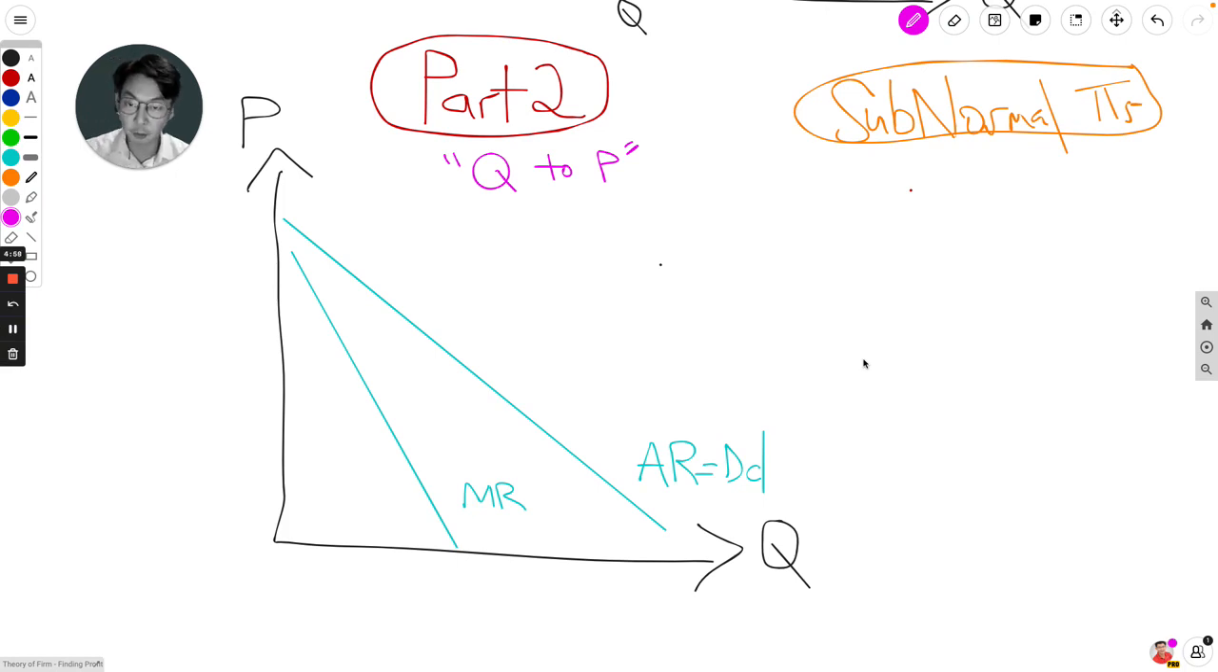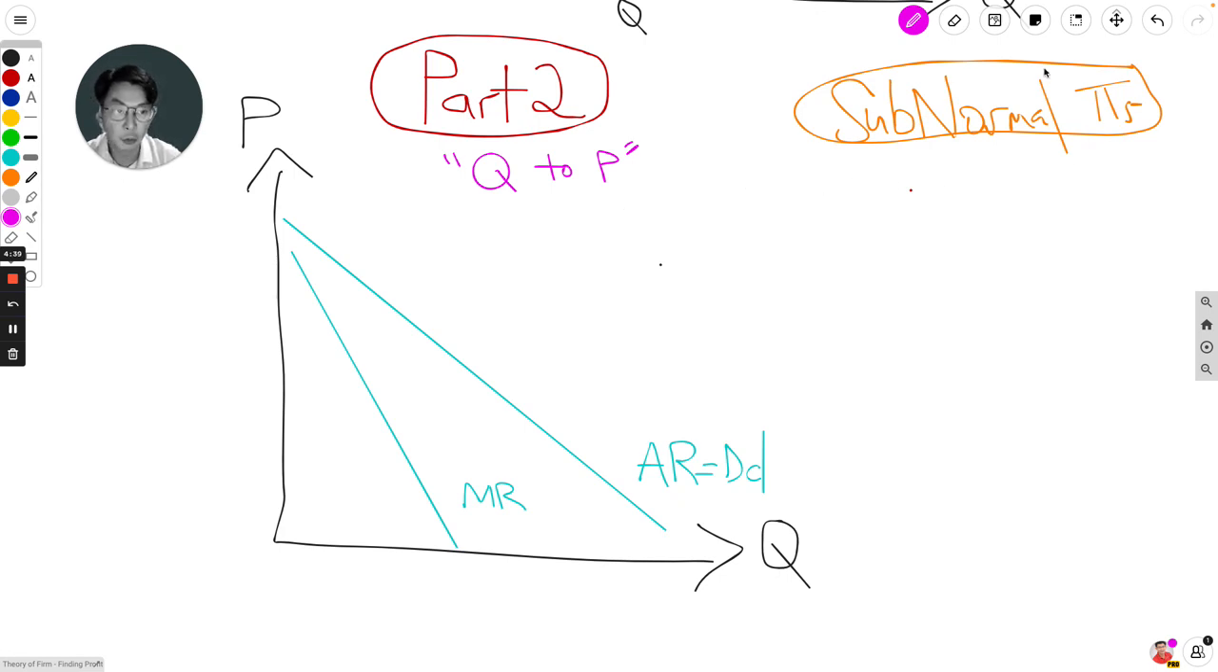Okay, so welcome to part 2. In part 1, we went through a diagram showing supernormal profits. And I also introduced this to you, Q to P. Okay, and that helps you to find your profit maximizing equilibrium.